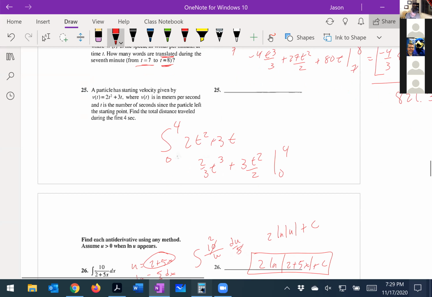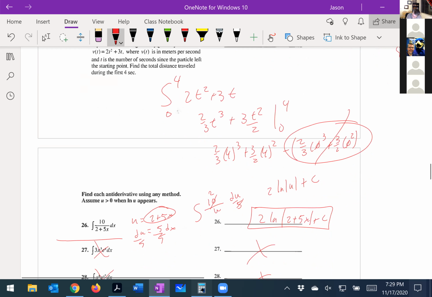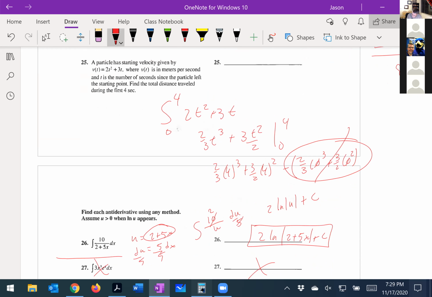So just plug in 4. 2/3 times 4 cubed plus 3/2 times 4 squared. You don't have to really plug in the 0 because that's just going to go to zeros, but you can if you want to write it all out. Minus 2/3 times 0 cubed plus 3/2 times 0 squared, but then this whole thing goes to 0. And so then just plug that into a calculator.